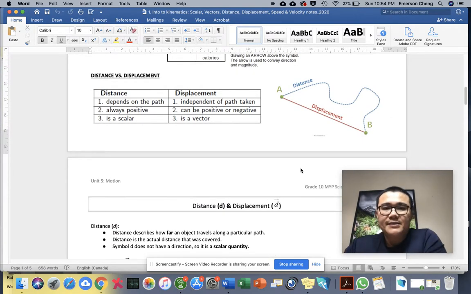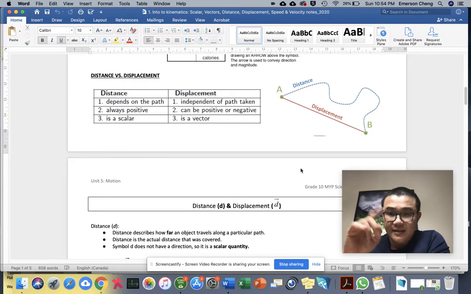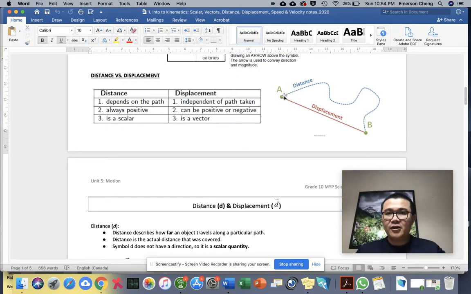Now we're going to talk about distance versus displacement. Both of them have the same unit, so both will be in meters or centimeters or kilometers. But here are the differences. Distance is usually scalar, so you never really have negative distance, and it depends on the path. For example, between point A and point B, if you take a scenic route, the whole length of that path will be the distance.